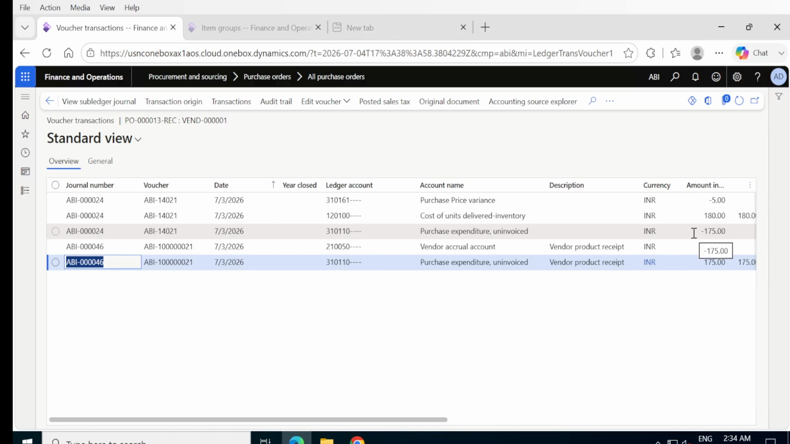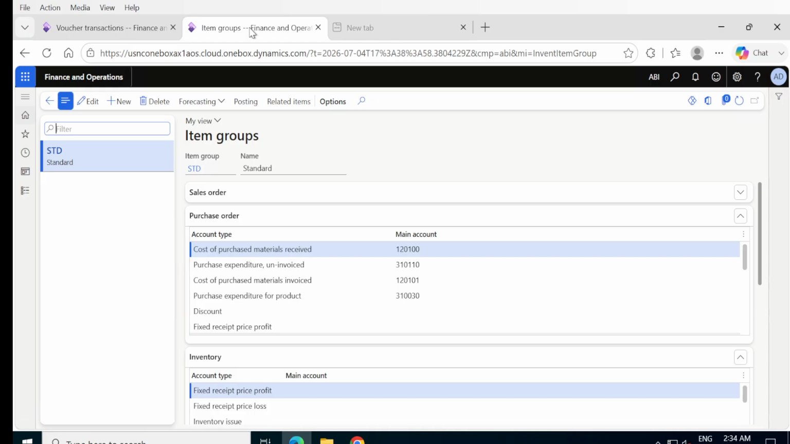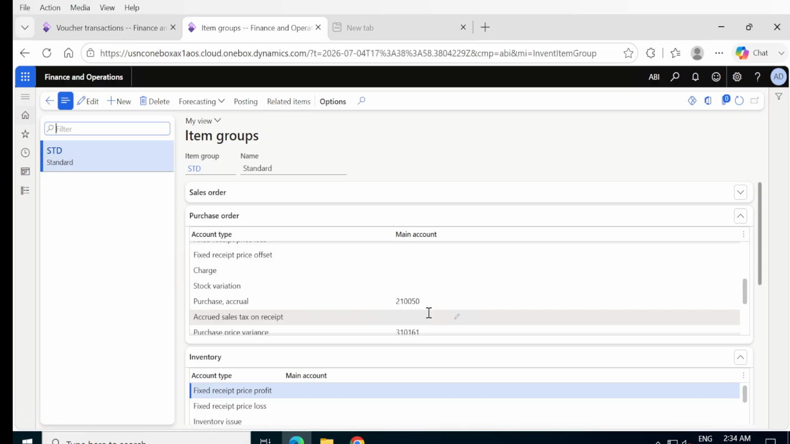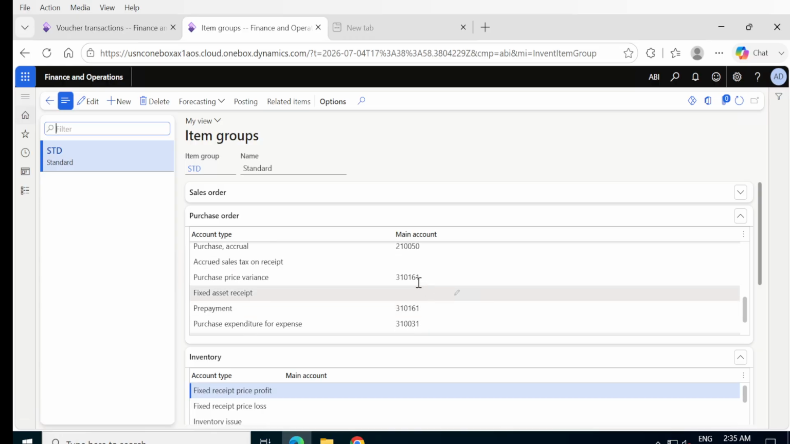Now where did these accounts get pulled from? These three accounts got pulled from my item group setup. If you recollect, I showed you the item groups creation during my product information management module setup. So these are the three accounts. I'll show you where they got picked up from. So this is the first one, purchase price variance 310161.